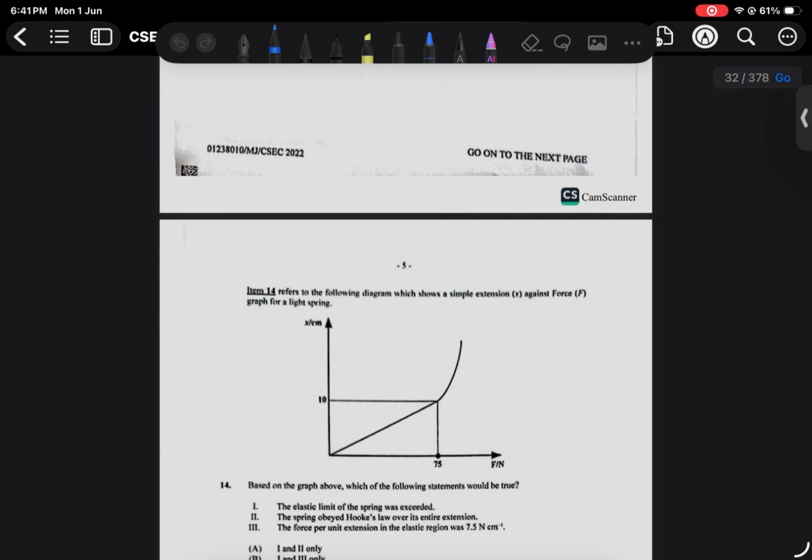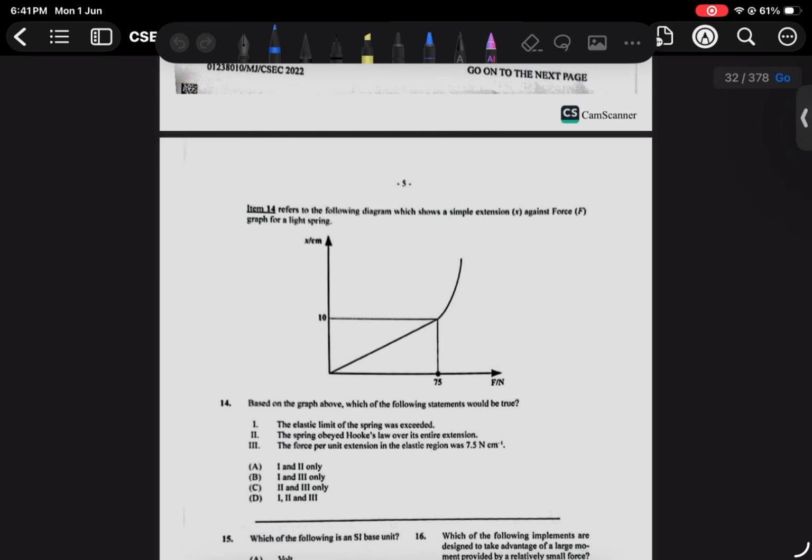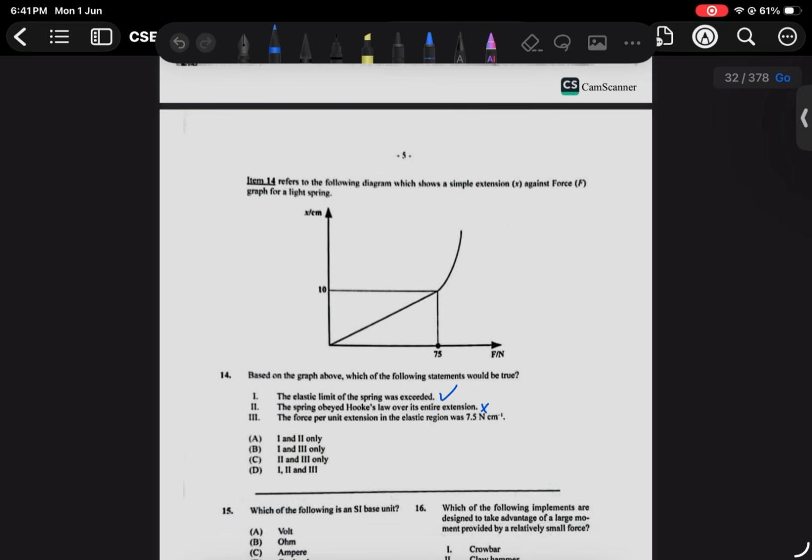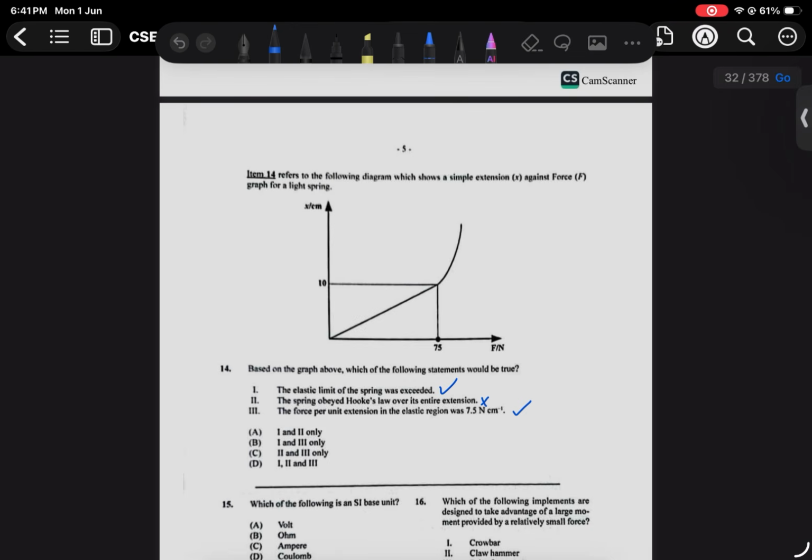Item 14 refers to the following diagram, which shows a graph of extension against force. We saw this already based on the graph above. Which of the following statements should be true? Yes, it was exceeded. Spring obeys Hooke's law. No. The force per, yes. So it's 1 and 3.